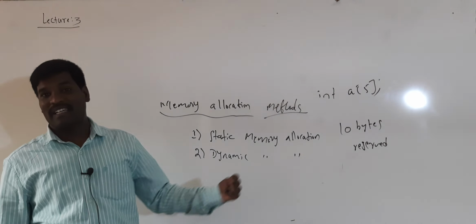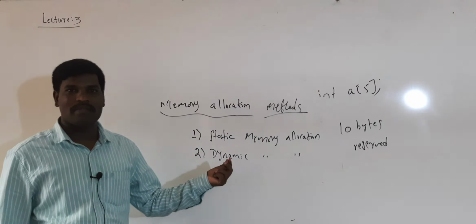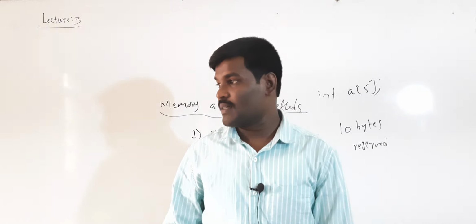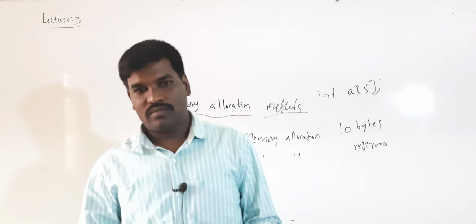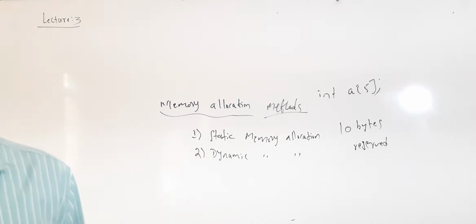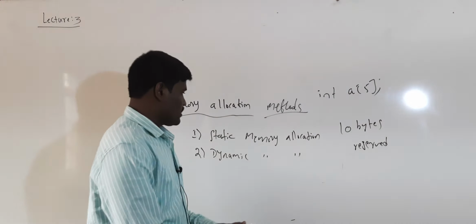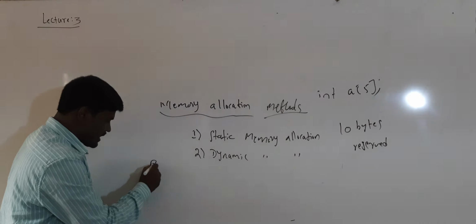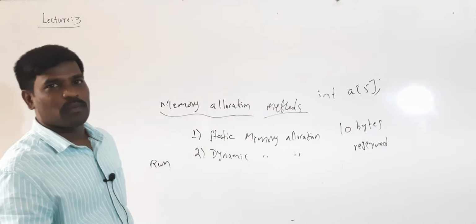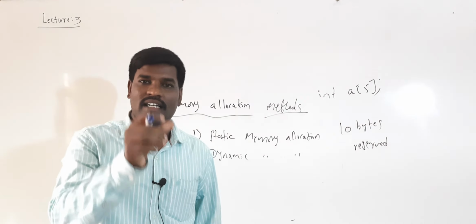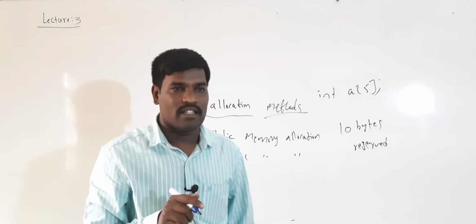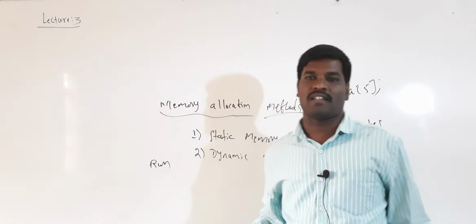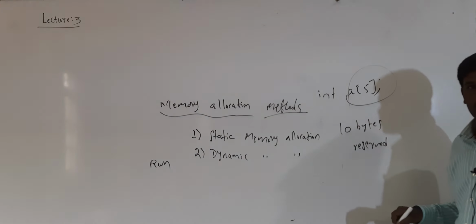So dynamic memory allocation. In the dynamic memory allocation, at the time of executing the program, the memory will be allocated. If I click on the run button after writing the program, at that time the memory will be allocated. Here int a[5] means at the time of compilation, if I click on compile, the memory will be allocated to this array.